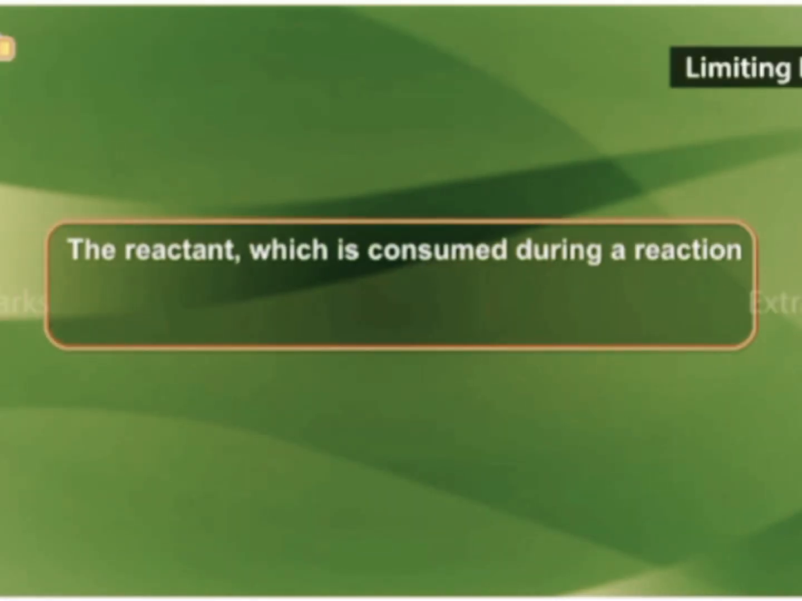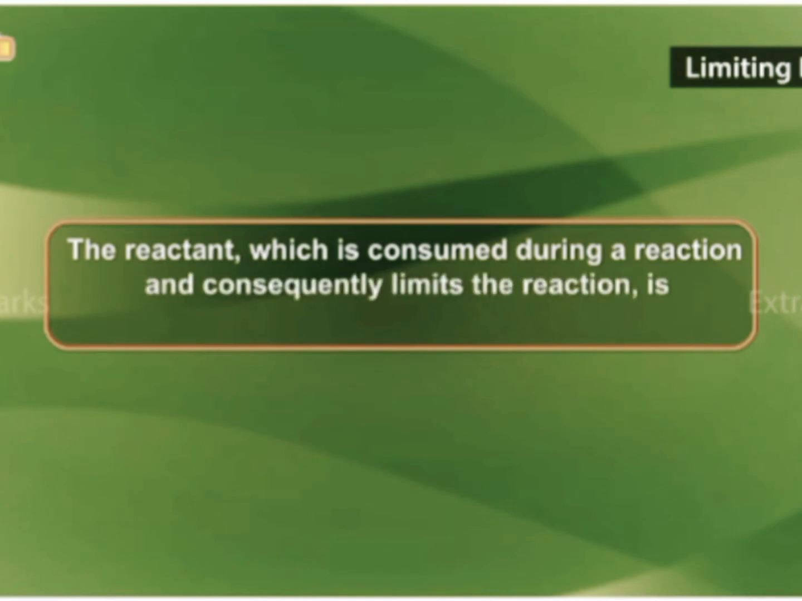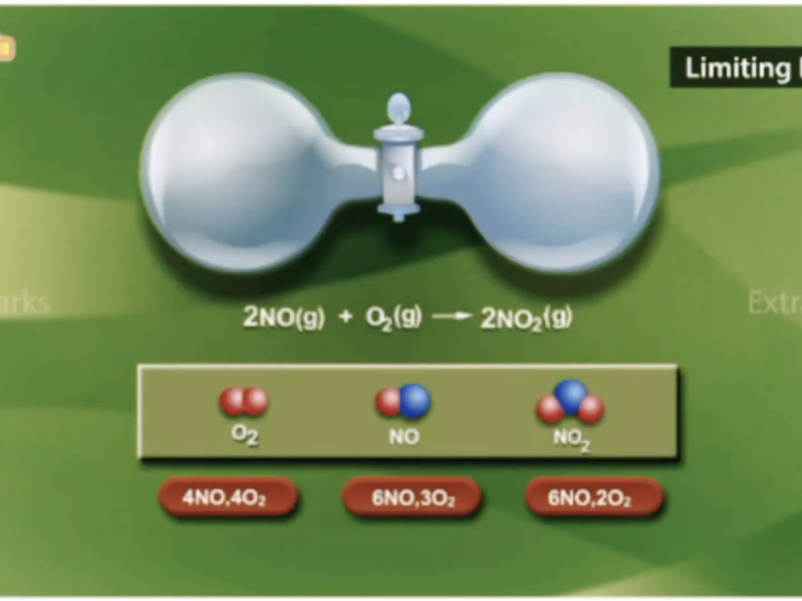Limiting reagent. The reactant, which is consumed during a reaction and consequently limits the reaction, is called a limiting reagent. Let us take an example to understand how a limiting reagent limits a reaction. When atmospheric nitrogen and oxygen react at a very high temperature, nitric oxide is formed. Nitric oxide is quickly oxidized to nitrogen dioxide by atmospheric oxygen. The bulb on the left side of screen contains nitric oxide and that on the right side contains oxygen.